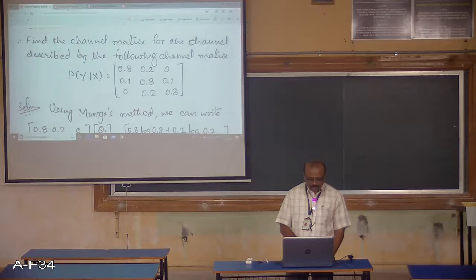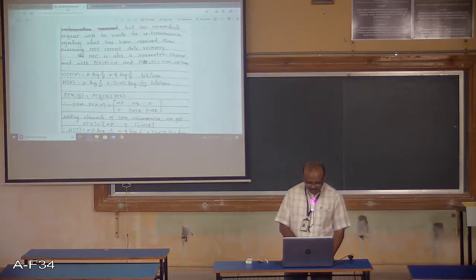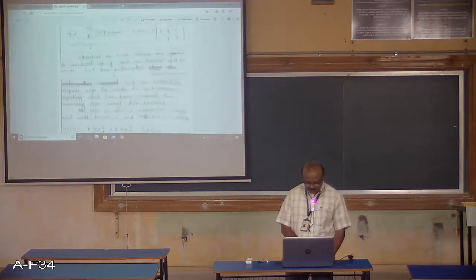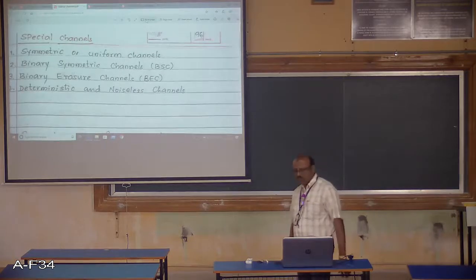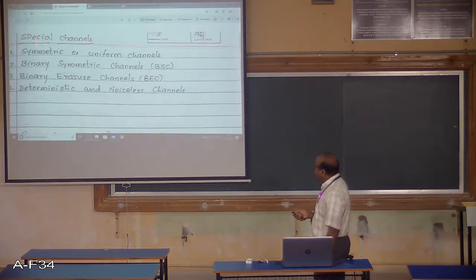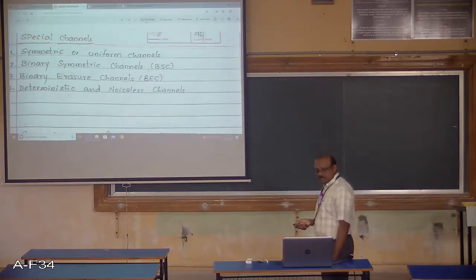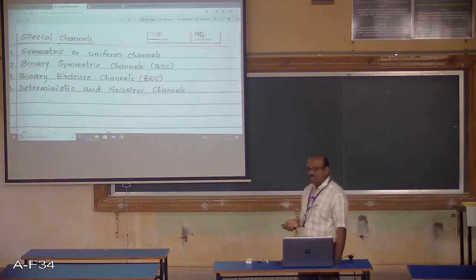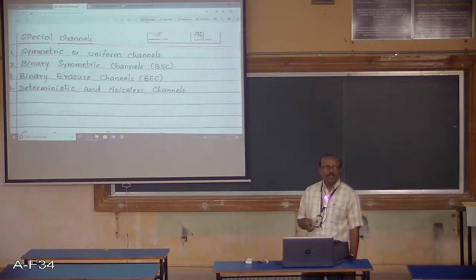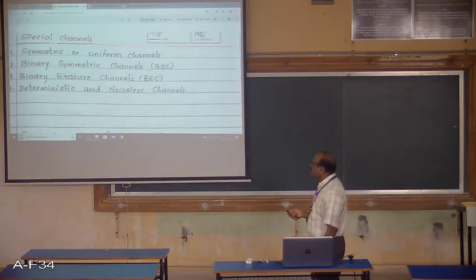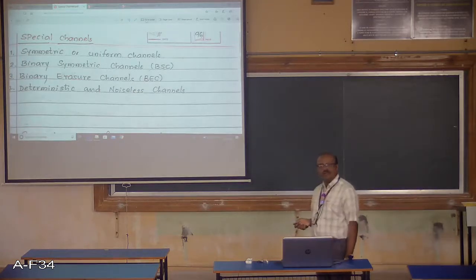Now let's look at some of the special channels. We have 4 different special channels. Whatever the type of channel, the fundamental concept we are studying here is obtaining the channel capacity of a given channel, and these channels, based on their behavior, we can categorize into 4 different classes.